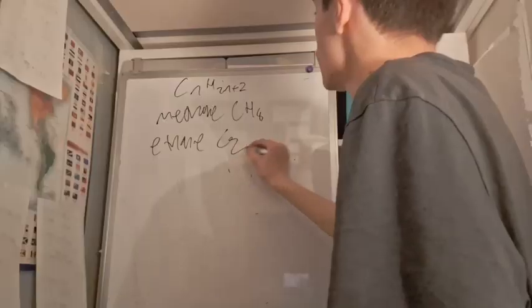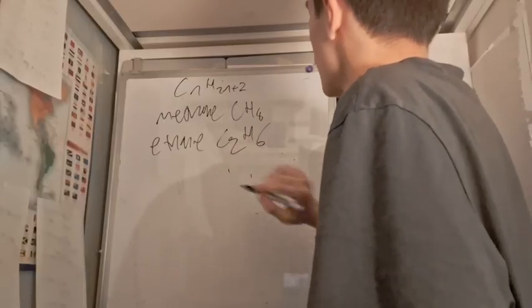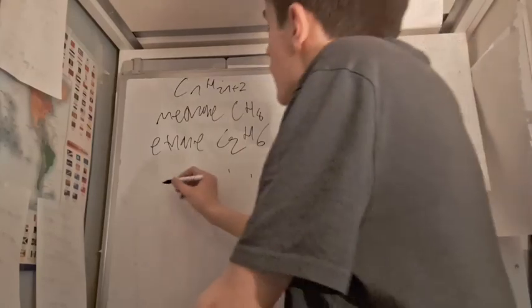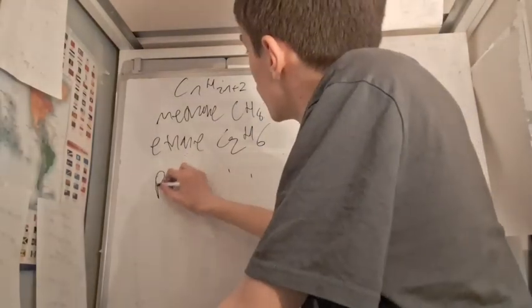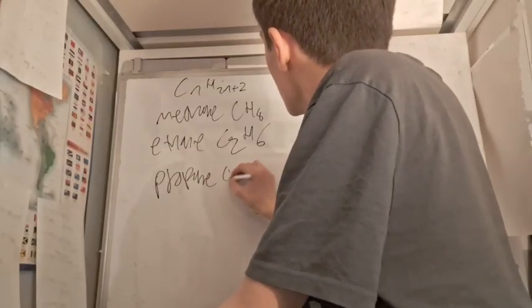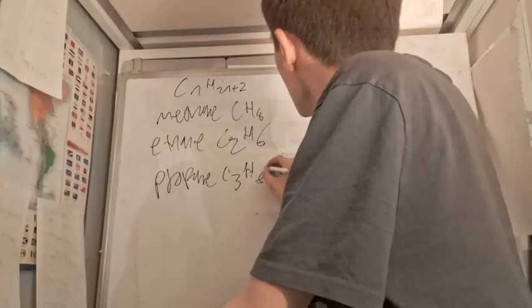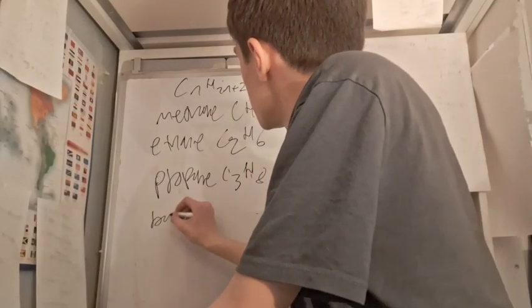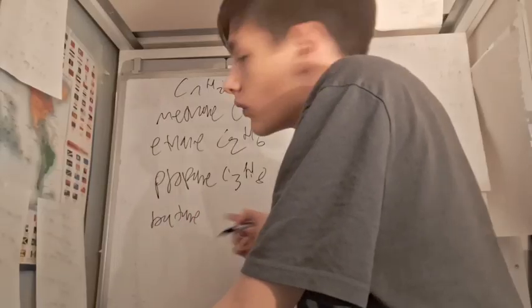Okay, the next one is C2H6, ethane. And now the third one, propane, C3H8, butane. Do you know what this one is?